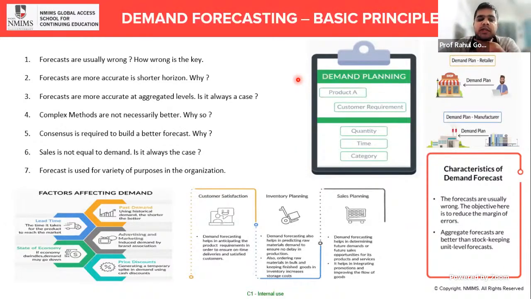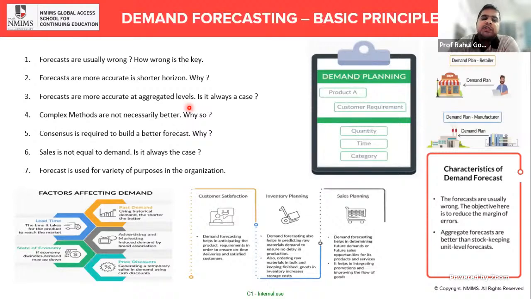Now let's come to point number three, right? Forecasts are more accurate at aggregated levels. Do you agree or not agree? Forecasts are more accurate at aggregated levels, and they tend to become more inaccurate when you go lower and lower level. Okay, Joginder is saying, yes, forecasts are more accurate at aggregated level because it balances out errors and outliers at lower level. Okay, is there anyone who disagrees with this statement?